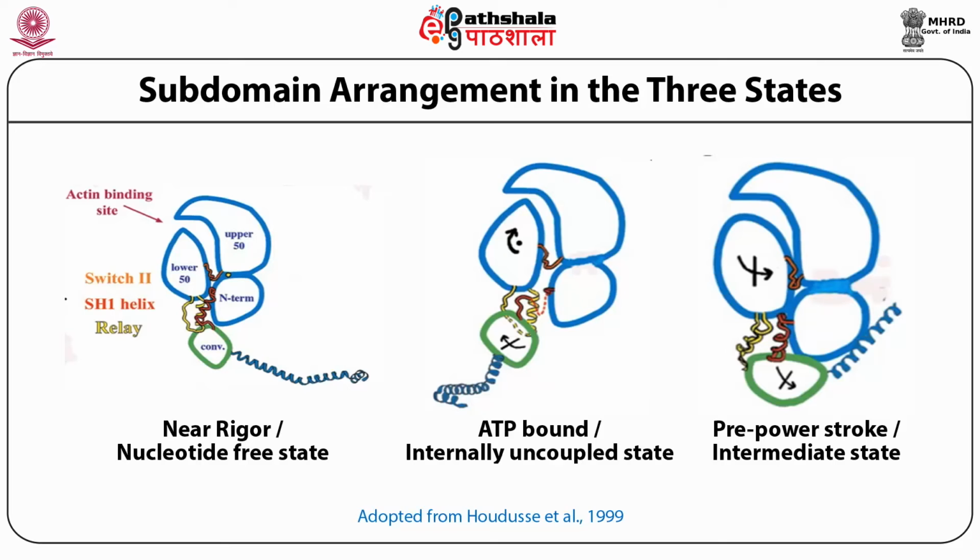As soon as the ATP is hydrolyzed to ADP and phosphate, it changes the conformation to the pre-power stroke state.